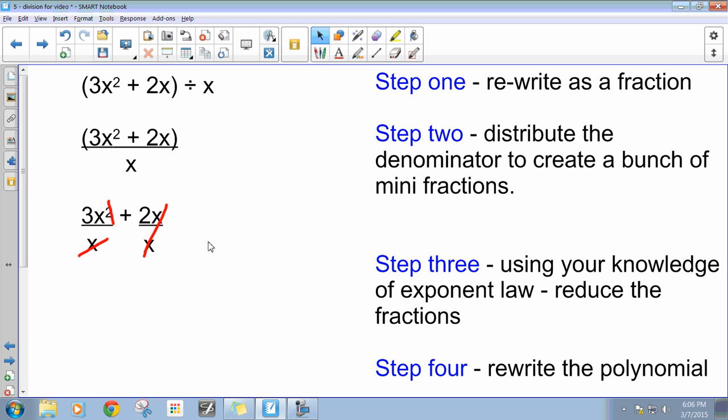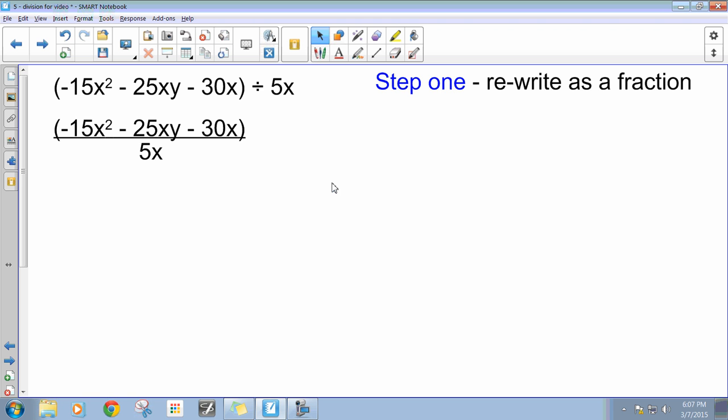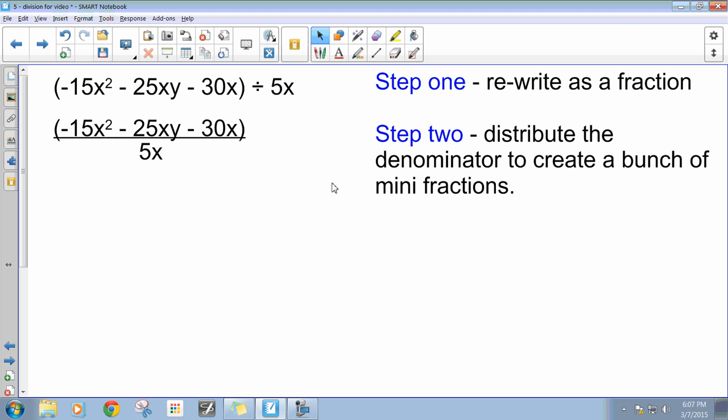Last step, we're going to rewrite this polynomial. We have 3x left in the first term, and we simply have 2 left in our second term. Let's look at a more complicated one. We're going to be dividing by both a variable and by a coefficient. Rewrite it as a fraction. Then take that fraction and distribute the denominator so we can create 3 mini fractions.